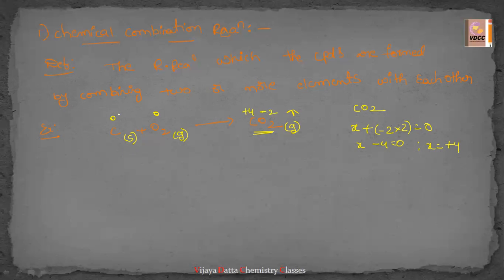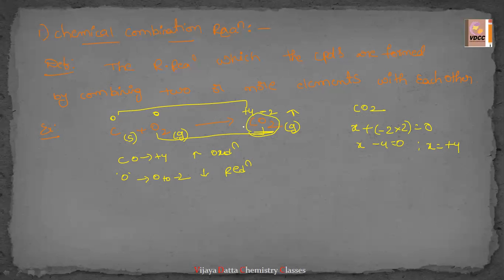If you observe, carbon goes from 0 to plus 4, so the oxidation state is increasing, and oxidation has taken place. Oxygen goes from 0 to minus 2, so the oxidation state is decreasing, which is called reduction. So we can say it is a redox reaction. In this redox reaction, two elements, carbon and oxygen, combine and form carbon dioxide, a single product.